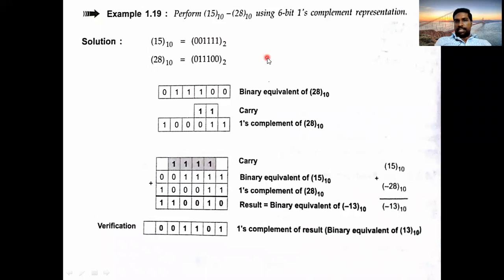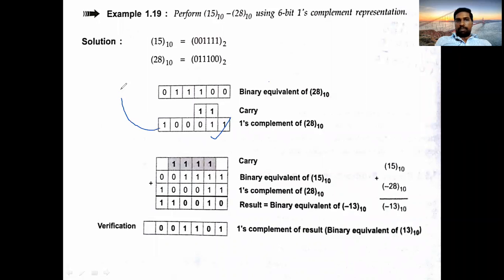Next, just to reverse the numbers. Previously the question was 28 minus 15, and now the question is 15 minus 28. Here you need to find the 1's complement of 28. Why? Because here the value of B is 28. So this is the 1's complement.